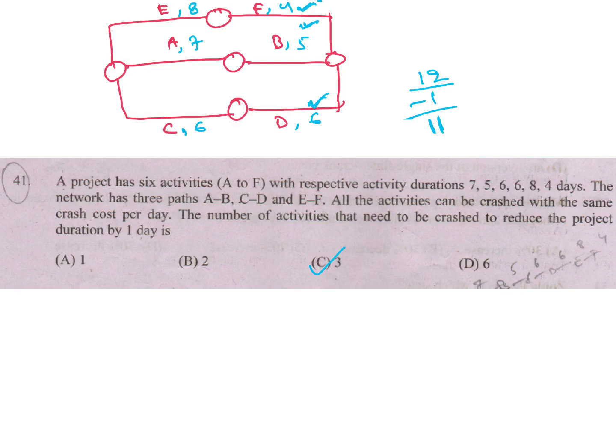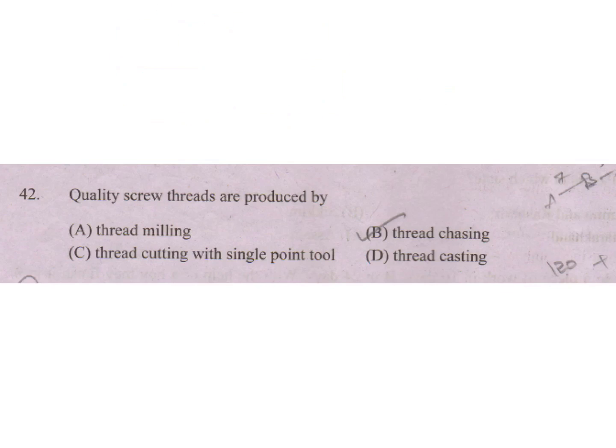Quality screw threads are produced by A, thread milling, B, thread chasing, C, thread cutting with single point tool, D, thread casting. B is the answer. Thread chasing.